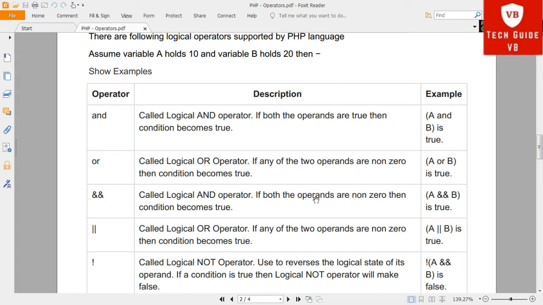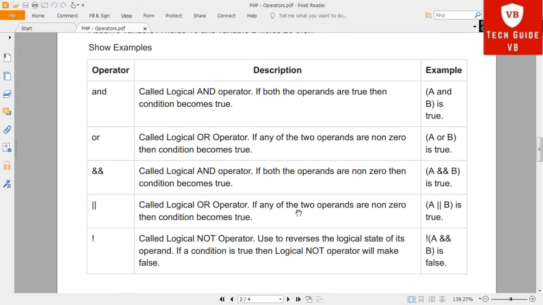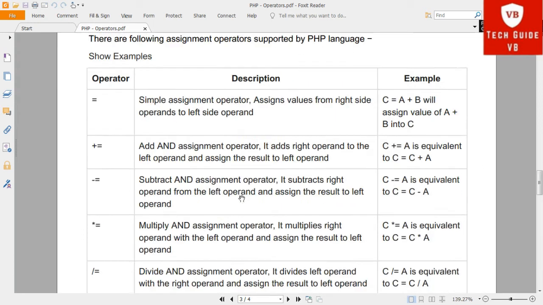Then the logical OR: if any of the two operands are non-zero, then the condition becomes true. A logical OR B is true. Then logical NOT is used to reverse the logical state of its operand. If the condition is true, then the logical NOT operator will make it false. Example: not (A logical AND B) is false. Okay, these are some of the logical operators used in the program.